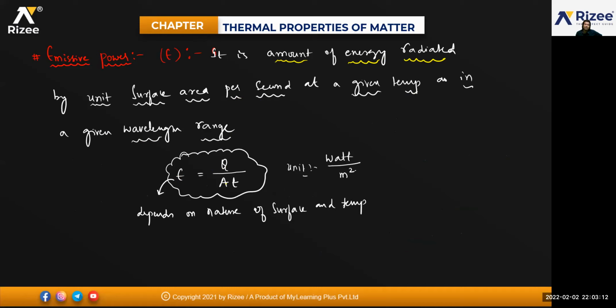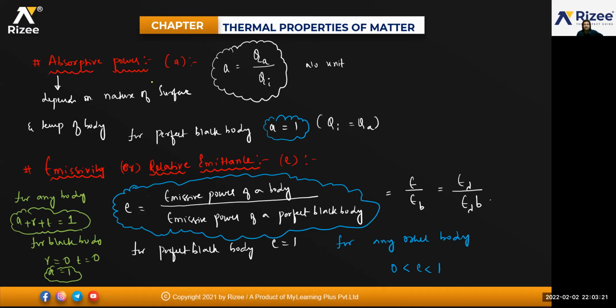So E is equal to Q by A into t. Unit is watt per meter square and it depends upon the nature of the surface and also the temperature. Next one is absorptive power, the ratio of the energy absorbed divided by the energy incident. Whatever it is absorbing, if it is giving the same, then absorptive power will be equal to 1. So it depends upon the nature of the surface and the temperature of the body. And for the perfect black body, the A value will be equal to 1.